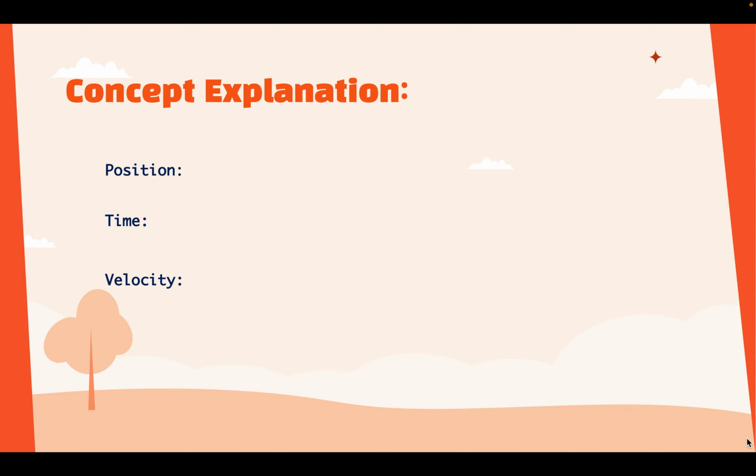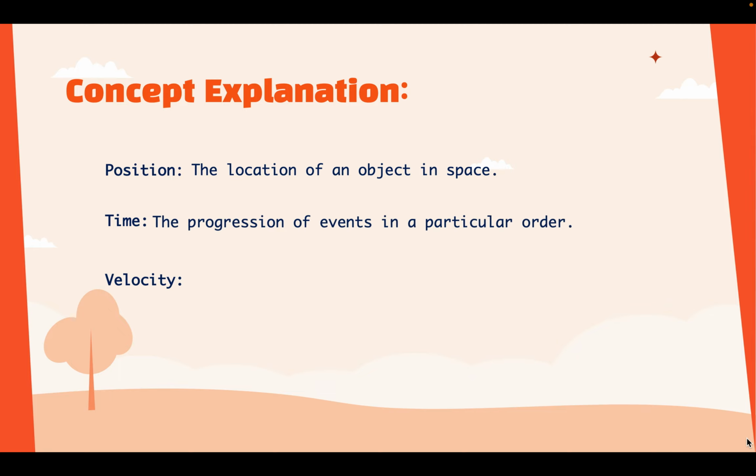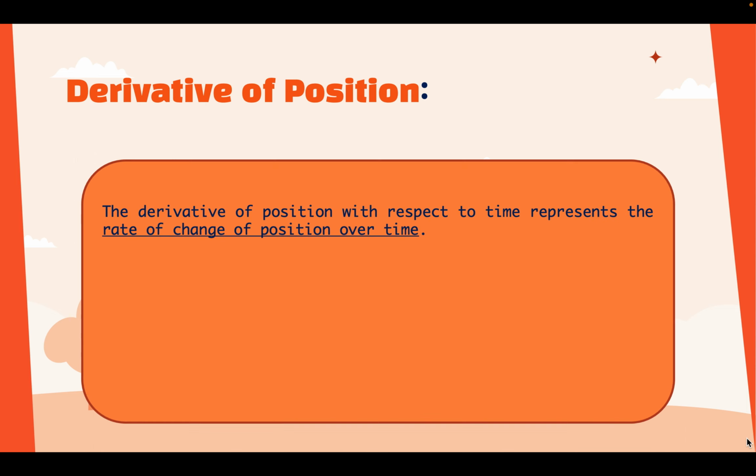To start off, let's clarify a few key concepts. Position refers to the location of an object in space. Time, on the other hand, is the progression of events in a particular order. And velocity is how quickly an object's position changes with respect to time.